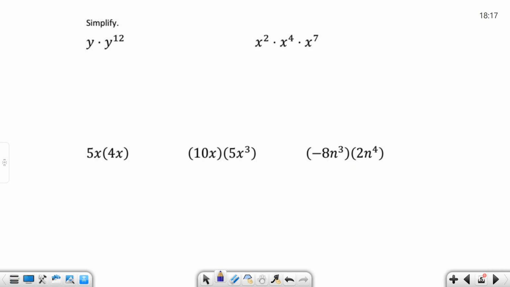So y times y to the 12th. This is going to be y to the what plus what? I don't know why I put an equals there. This is understood to be a 1. We don't write it, but it's there. But here we go, 1 plus 12, right? If we're showing the step, which is y to the 13th.